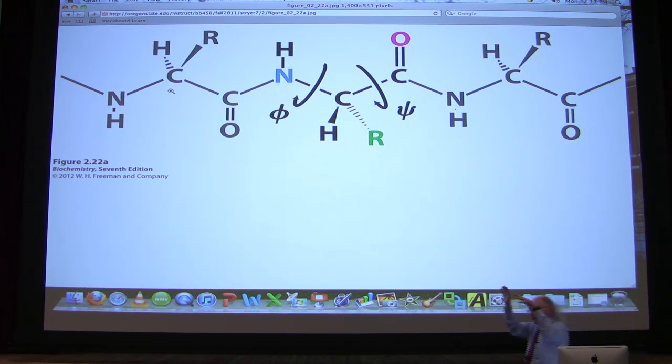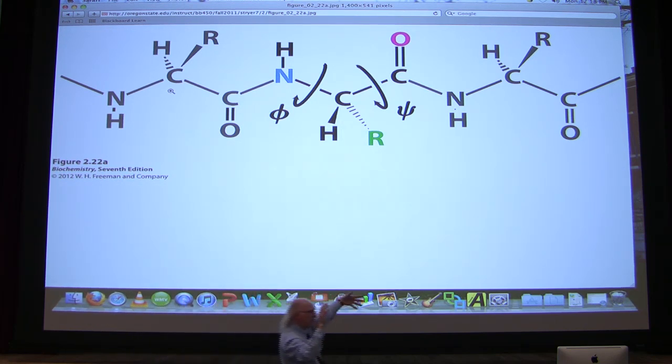Those 2 bonds are called phi and psi. And phi and psi specifically are rotational angles around the alpha carbon. Okay? Phi is between the alpha amine and the alpha carbon. Psi is between the alpha carbon and the alpha carboxyl. Phi and psi. So you'll hear a lot when you talk about protein structure with respect to what phi and psi actually are. Everybody understand phi and psi?